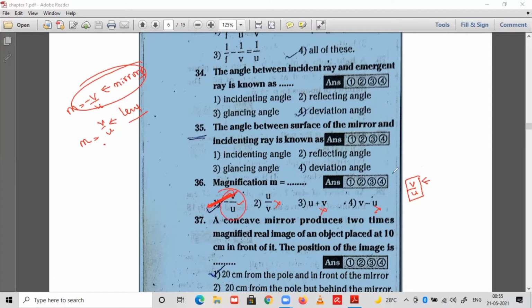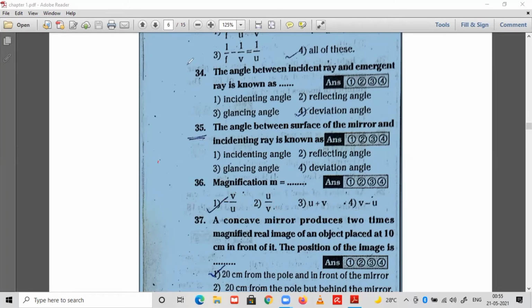So instead of minus v by u, if you have the option v by u along with these three options, you can select this one also. Why? Because the magnification for lens is v by u. What is magnification? The ratio of height of the image to height of the object is called magnification. And remember, it doesn't have units. Why? Because it is the ratio of two similar things. And one more thing, it is also called a dimensionless quantity. Magnification is a dimensionless physical quantity. The physical quantity which does not have units is called a dimensionless physical quantity.